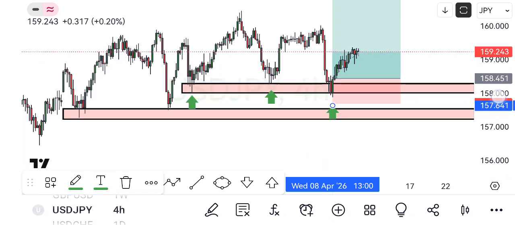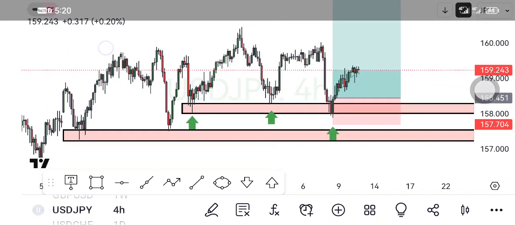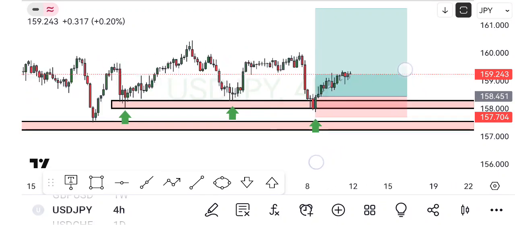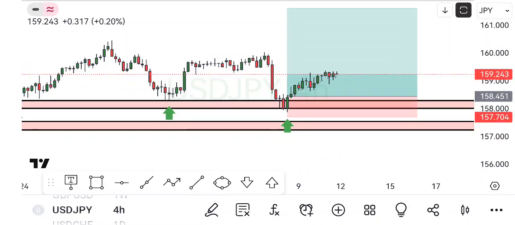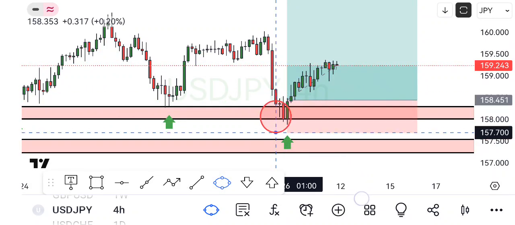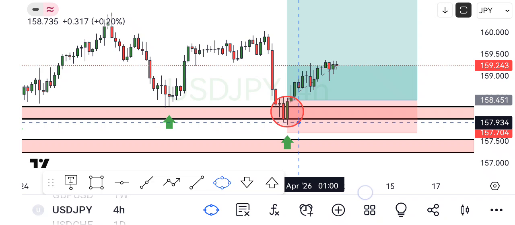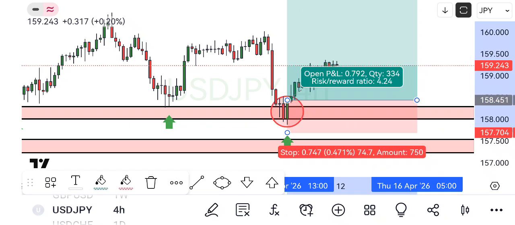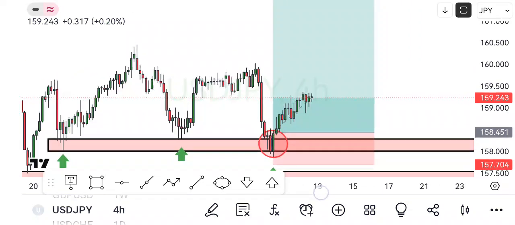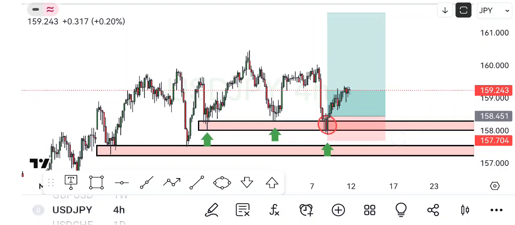And then remember, guys, we don't just jump inside the trade because the price is at our area. We need an entry confirmation. If you look properly here, you will see a doji and a bullish engulfing, which are acting as confirmation. So guys, that's how I got into this trade.